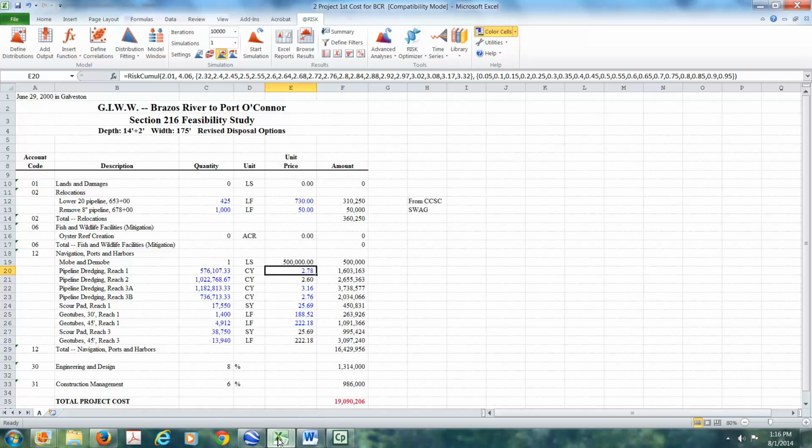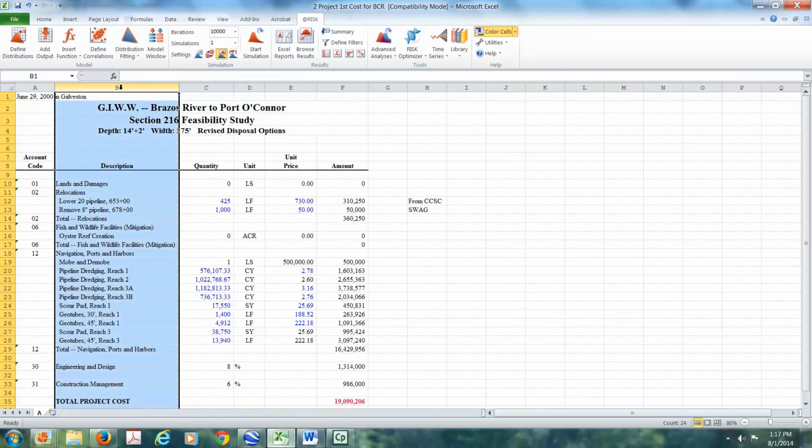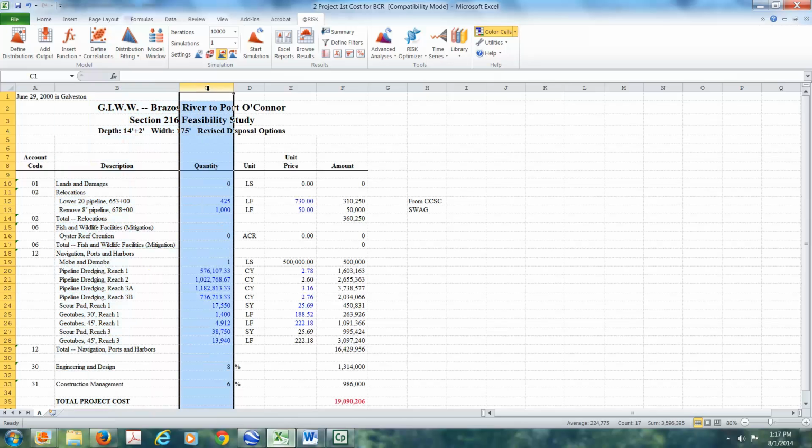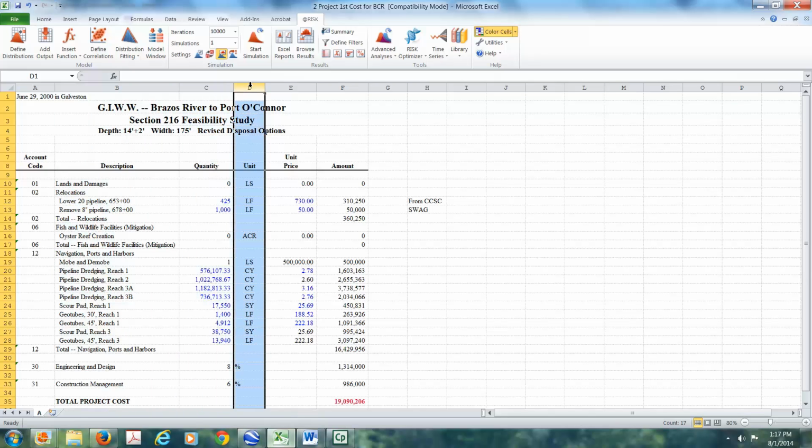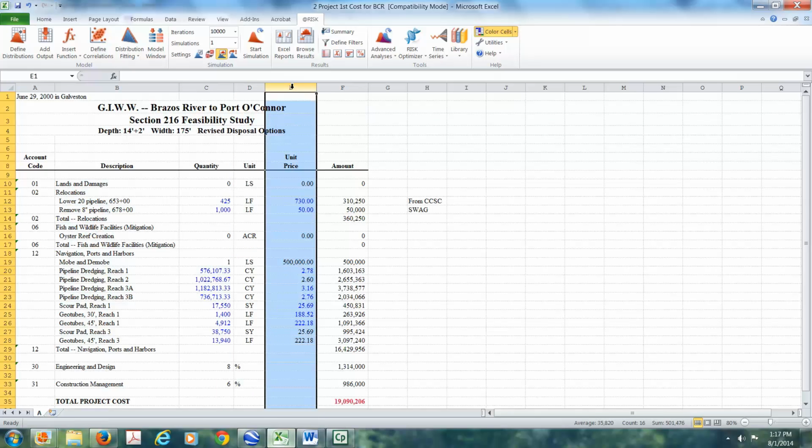Let's take a look at the cost of doing this now. This is a simple model. Here we identify the work unit to be accomplished. The quantity of work and its units of measurement are given here. The unit price of the work is given here. And this is all very straightforward except for the fact that these quantities are uncertain.